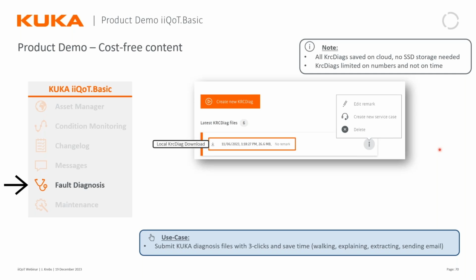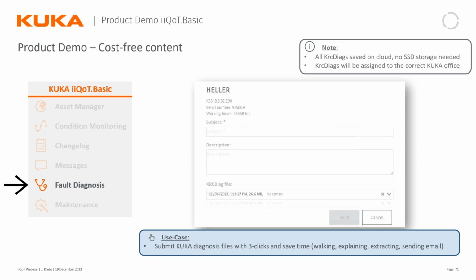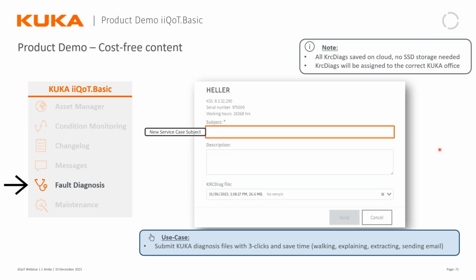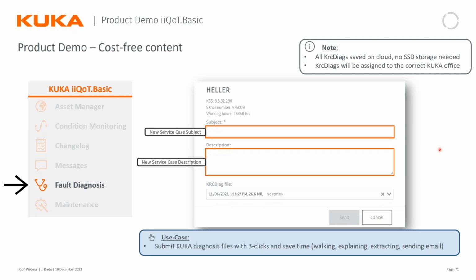And here you have the possibility with the KRC Diag to download it yourself if you do the analytics of that diagnosis file. You have the possibility to add some remarks for specific people who will use it later on, and you can submit it to KUKA. If you submit it to KUKA, it will basically request what's the subject, what's the description, and what kind of KRC Diag you want to use. Of course, the latest one will always be shown here automatically.